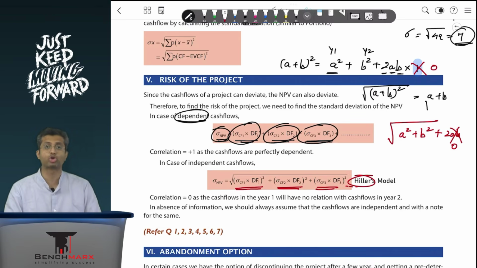The Institute sometimes calls this Hiller's model as well. So in case you see a question which mentions calculate the standard deviation of NPV using Hiller's model, you can very well use this as well.